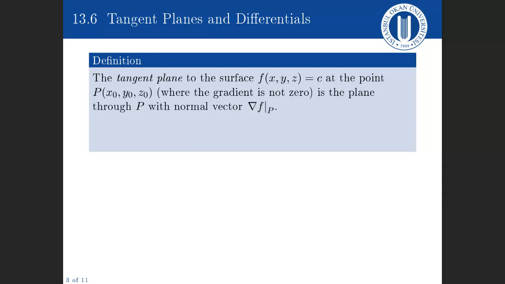So, formal definition, the tangent plane to the surface f of x, y, and z is equal to a constant c at the point P, and this is important where the gradient is not 0, is the plane passing through the point P with normal vector gradient of f at the point P.